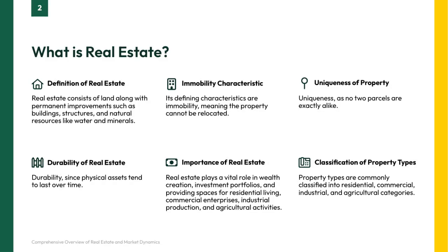Real estate refers to land along with any permanent improvement on it, such as buildings, structures, and even natural resources like water and minerals. One key characteristic of real estate is immobility, which means that the property itself cannot be moved from one location to another. Another important aspect is its uniqueness. No two parcels of real estate are exactly the same, which makes every property distinct.